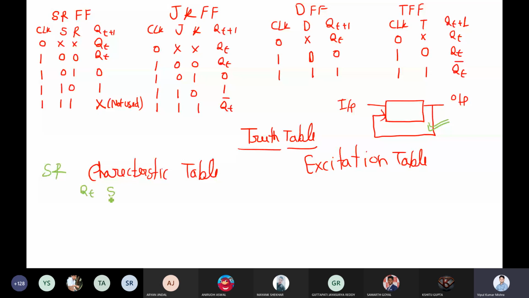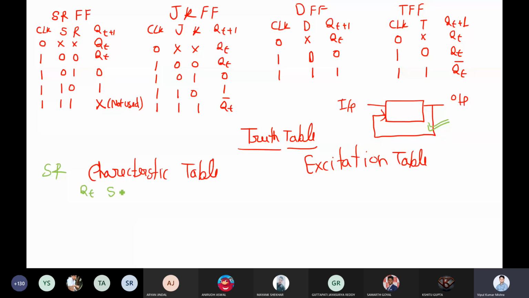So, okay, suppose I want to make a characteristic table of an SR flip-flop. When you are considering the previous output as an input, then this kind of table, where Qt also acts as an input, is known as the characteristic table.